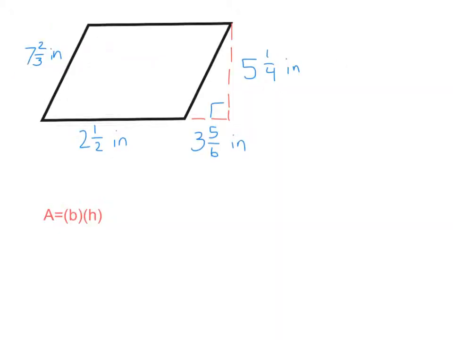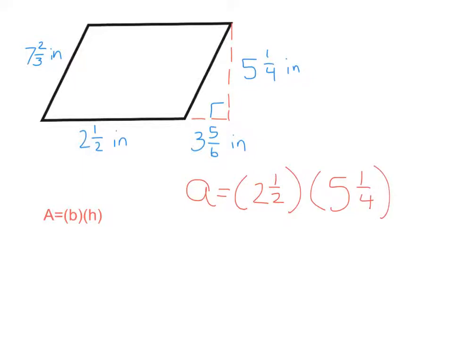Here is an example of how to find the area of a parallelogram with fractions. The formula is still going to be the same, with area equals base times height. The base of this parallelogram is 2.5 inches. So when we are rewriting this formula, we're going to say area equals, and in parentheses, 2.5, because it's the base, and the height is going to be 5.25 inches. So in the other set of parentheses, we're going to put 5.25.